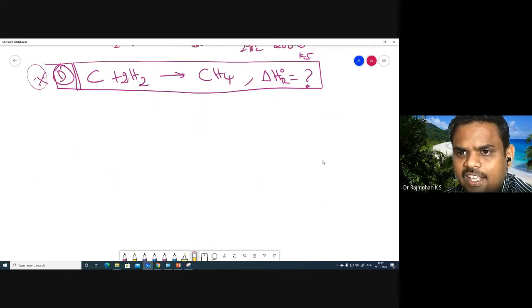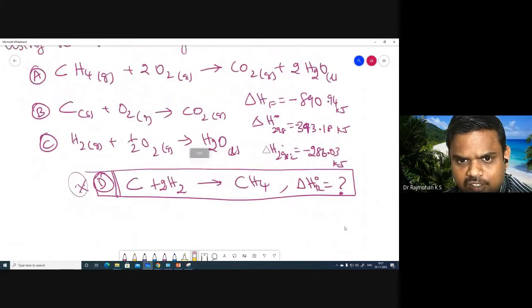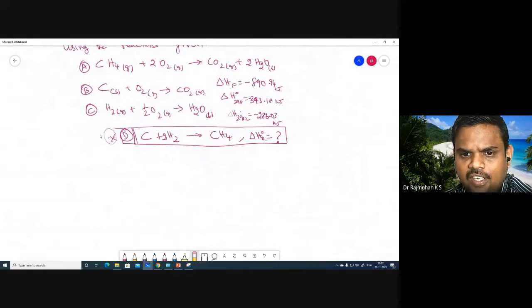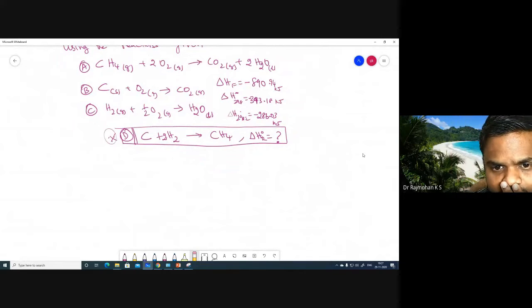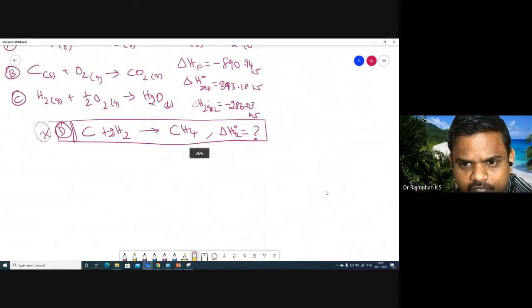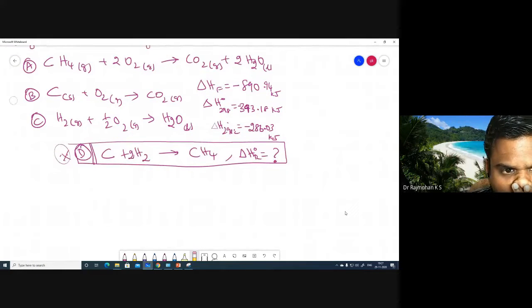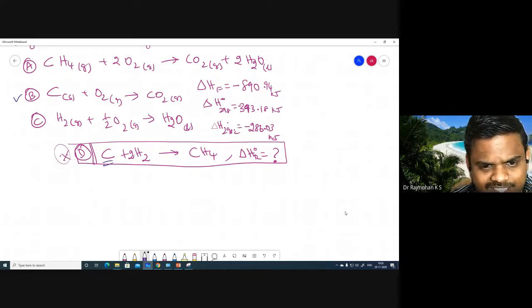Okay, so how to rearrange it? It's only about rearranging. So how to rearrange the things to get our required reaction? C should be on the left hand side. How to start? I want C on the left hand side. So where is C? Here in the second equation, C is on the right hand side, and only one C is there. So I can directly write B.